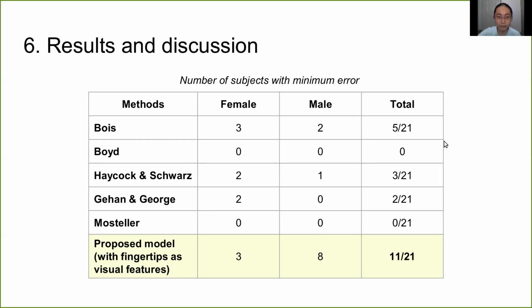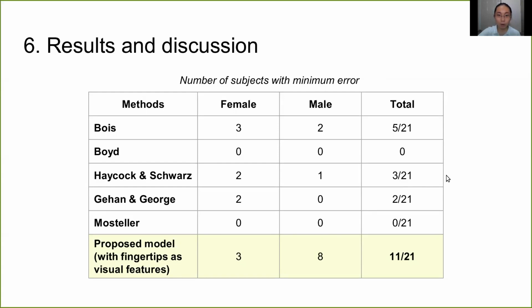In this table, we can see that for male, our model gives the closest prediction for 3 out of 10 subjects, same number as both methods. For female, ours gives much better prediction, 8 out of 11 subjects. In total, over 21 subjects, our model gives the best prediction for 11 subjects, over 50% of the data collected. Therefore, we can say that the proposed model gives overall the closest TBSA prediction.